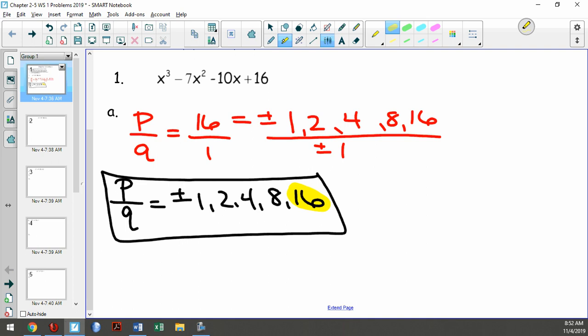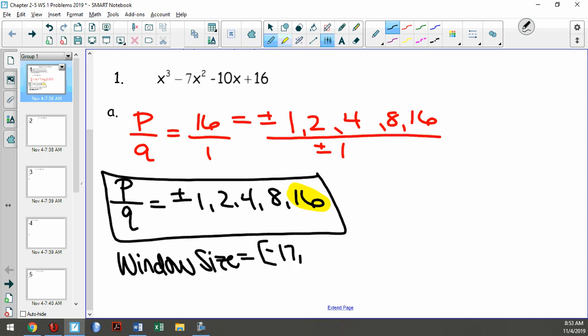The biggest number in that list is 16. Now, what I want you to find is your window size. Your window size is going to be 1 unit to the left of that, which is negative 17, and 1 unit to the right of that, which is positive 17. Meaning if I put my window, whenever I graph this thing on the graphing calculator, between negative 17 to positive 17, all of my rational zeros will be within that range. Do we all understand that?